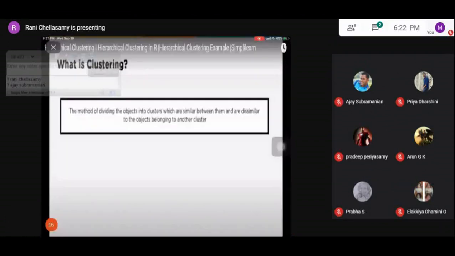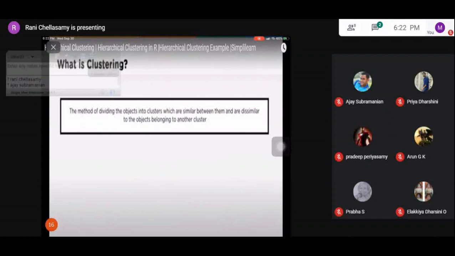So let's see what is meant by clustering. Clustering is the method of dividing the objects into clusters. How are we going to divide the objects into clusters? It is based on similarity measures. Objects having similar properties will form a cluster, and objects having dissimilar properties will belong to another cluster. In this way, the objects will be divided into clusters. That process is called clustering.